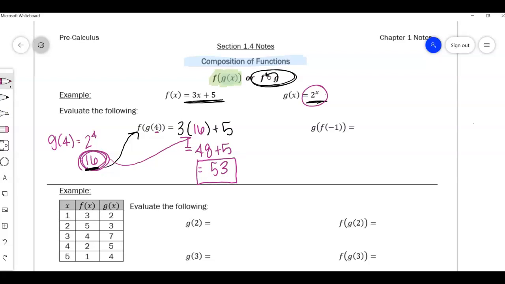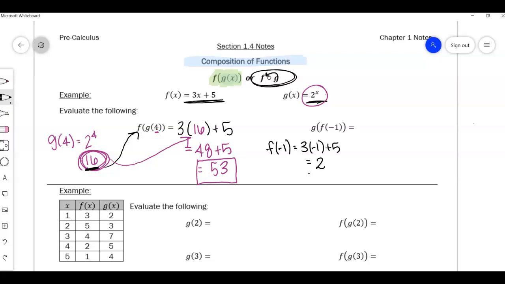So to do that again, notice on this one, they now have the order reversed. This says g of f of negative 1. So the very first thing, start on the inside, work your way out. I'm going to plug negative 1 into f of x to start. So f of negative 1 gives me 3 times negative 1 plus 5. Negative 3 plus 5 will give us a positive 2.